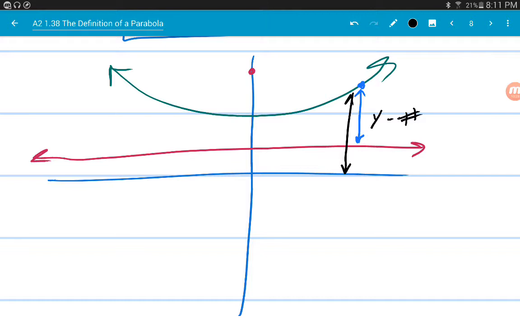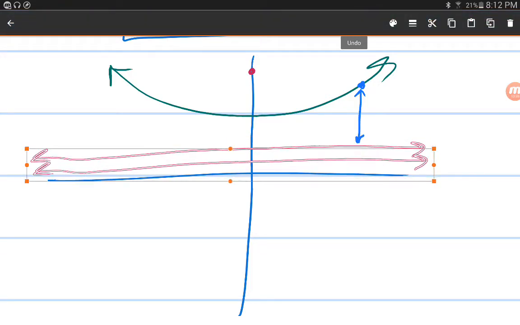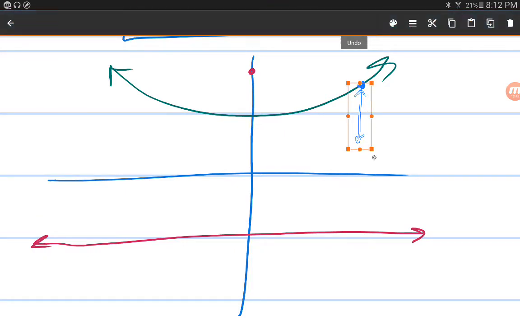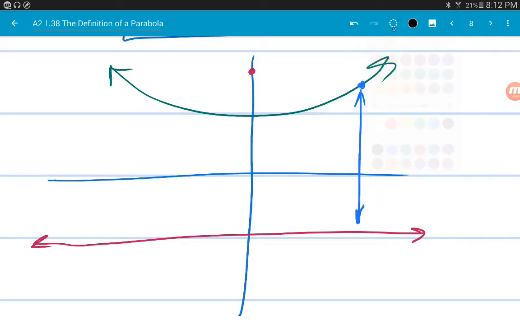So if I moved the directrix, this line right here would then have to be longer than it would otherwise be if it just went to the y-axis. So here's the idea.